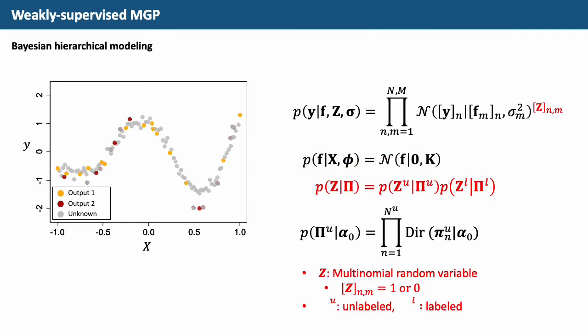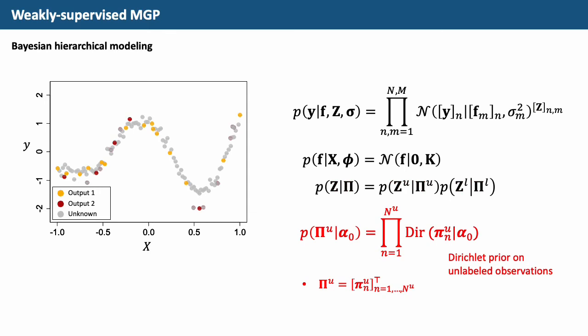Then, the multinomial random variable Z determines the group membership of each observation. For example, if Z_nm is equal to 1, it means that the nth observation belongs to the mth group, and vice versa. The random variable Z follows a multinomial distribution, and we separate it into labeled and unlabeled. For the labeled, the group membership probability pi_L is given. For unlabeled, we need to infer it based on the data.